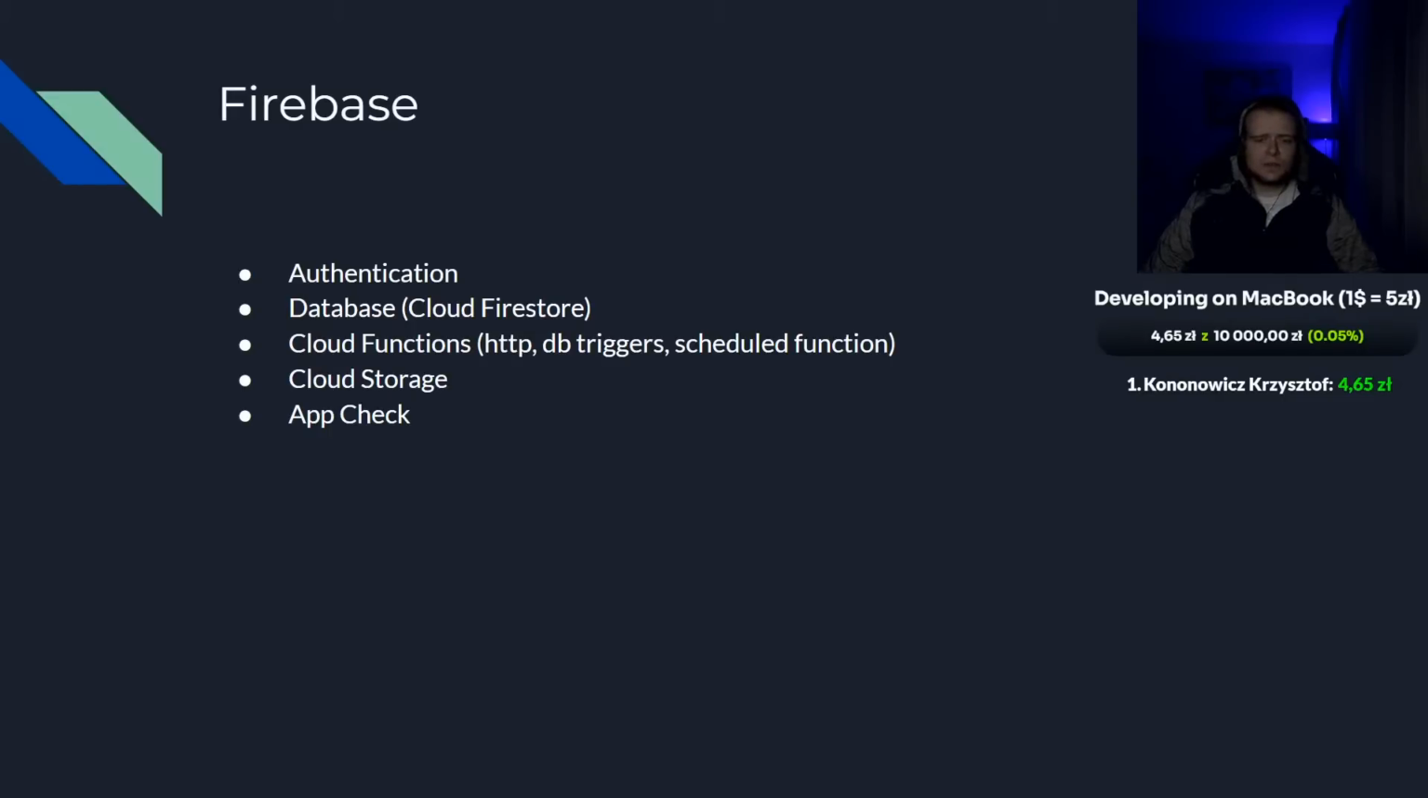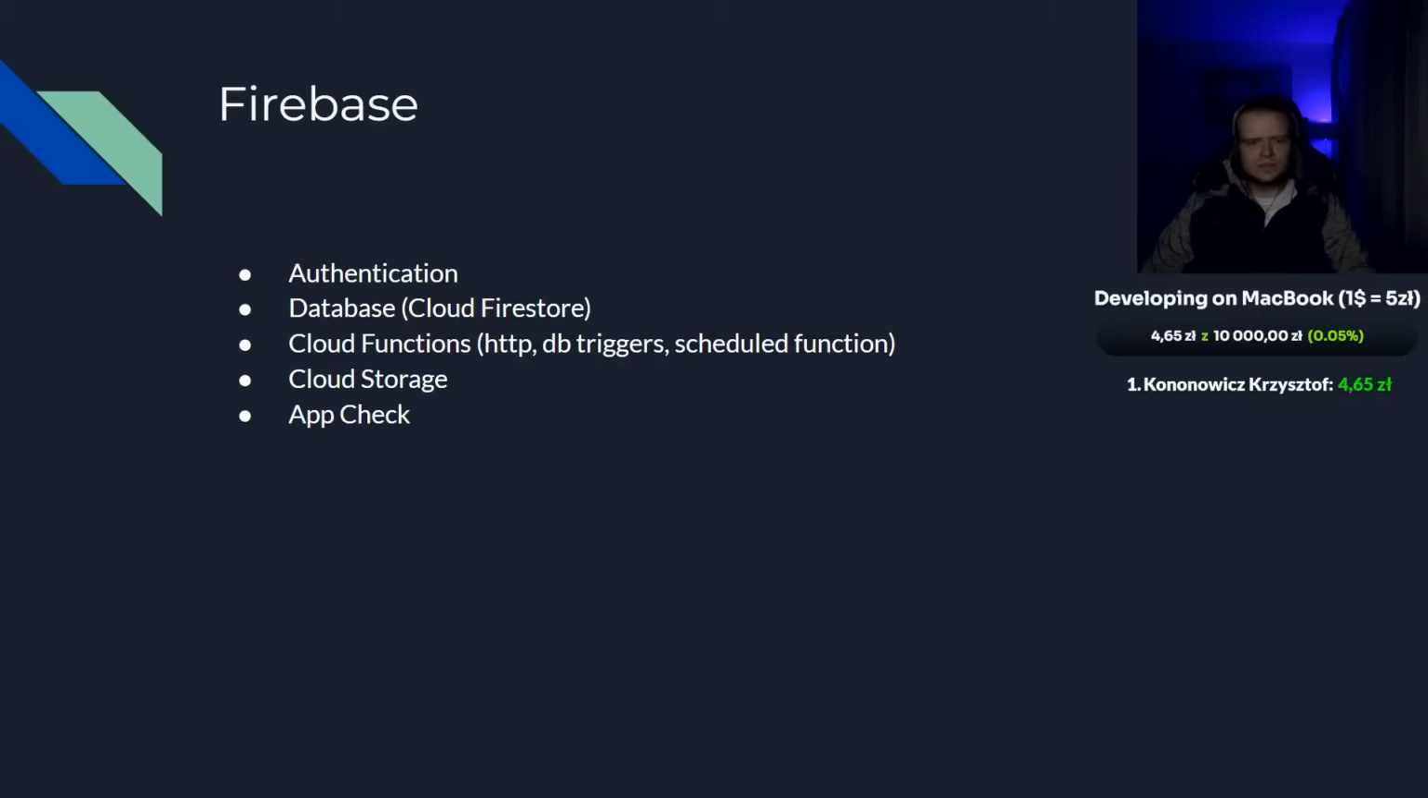Then we can also use cloud functions, which in other words means that we can create our API, our backend there. For example, we can create some HTTP requests. We can create some scheduled functions that run on our database in Cloud Firestore, or we can also create database triggers. By database triggers, I mean our Cloud Firestore database triggers.